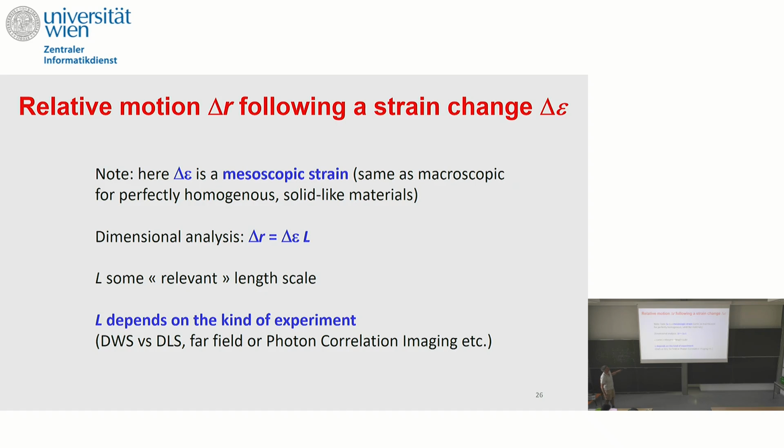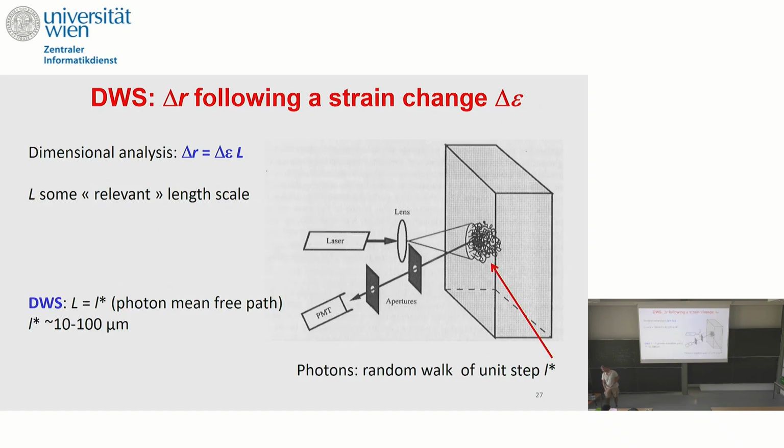And this L is some relevant length scale, which depends on the kind of experiment. And we have to think a little bit, what is this L for the different kind of experiments that we can do. So let's start from diffusing wave spectroscopy. What is this L? Well, it turns out that this L is actually not related to the sample geometry. This is a bit surprising, but it's related to this characteristic length scale of the random walk of the photons. So it turns out that this characteristic L is just L star, the photon mean free path.